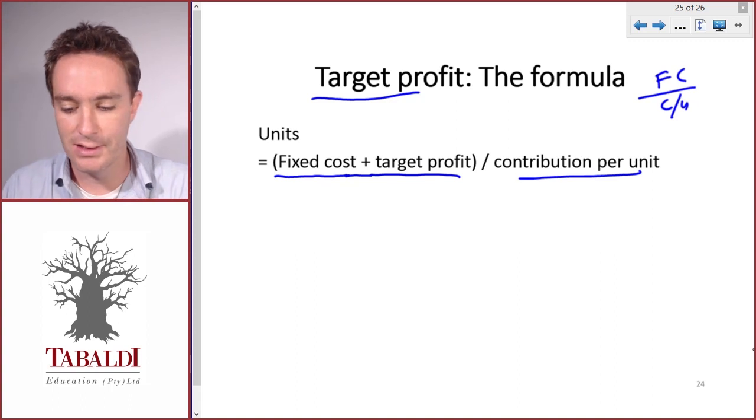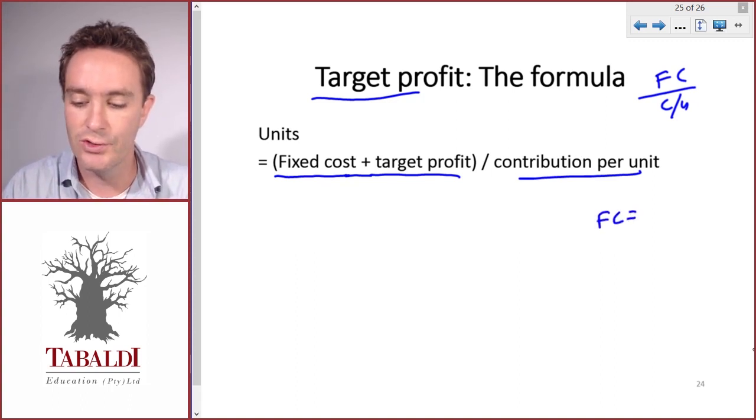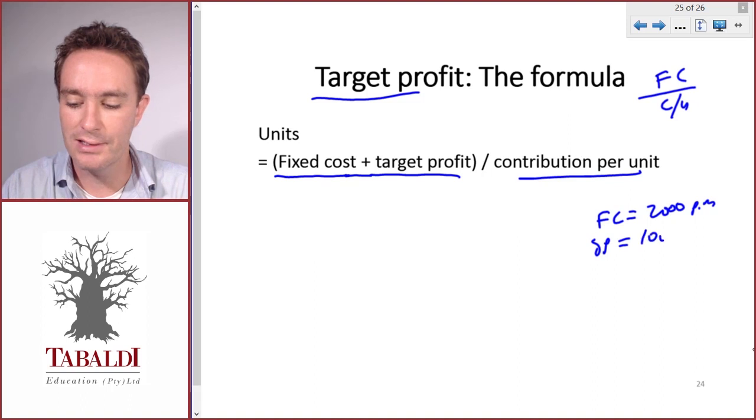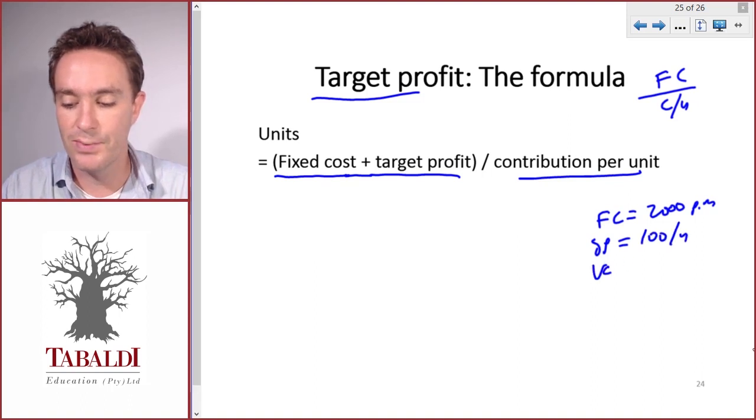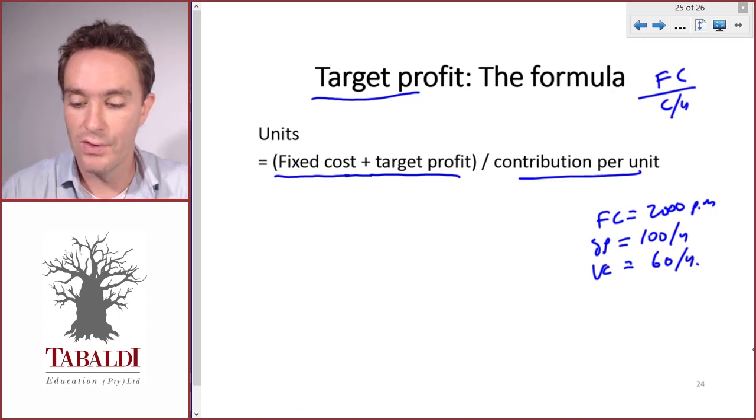So let's assume we have a company selling bicycles. We've got a fixed cost of 2,000 per month. We've got a selling price per unit of 100 and variable cost per unit of 60. And now we want to make a target profit of 1,000.